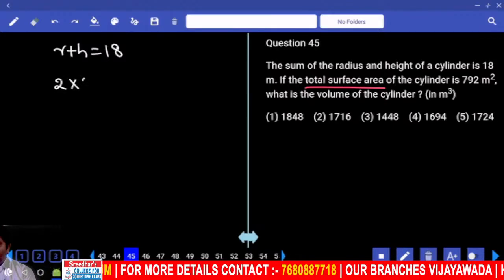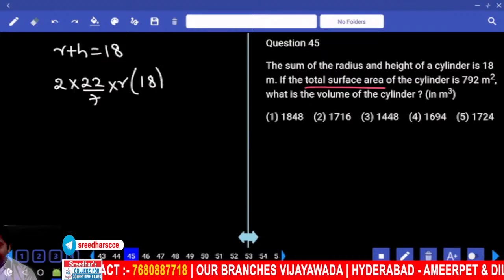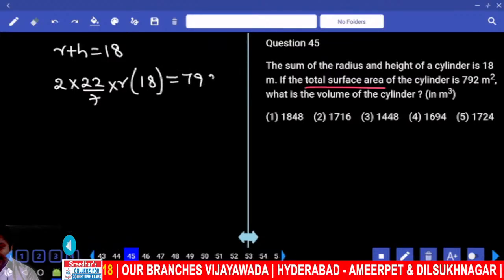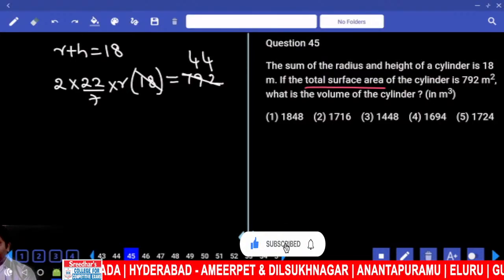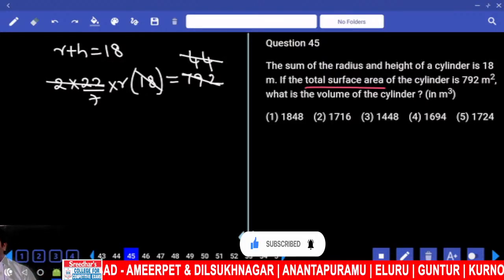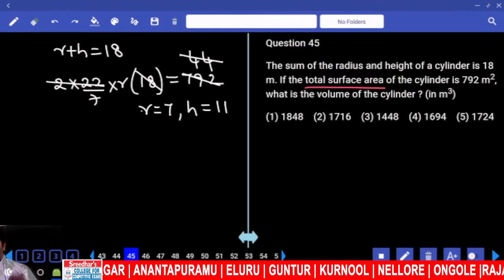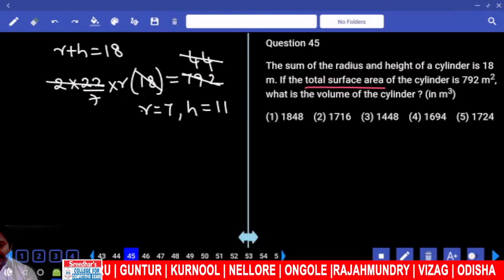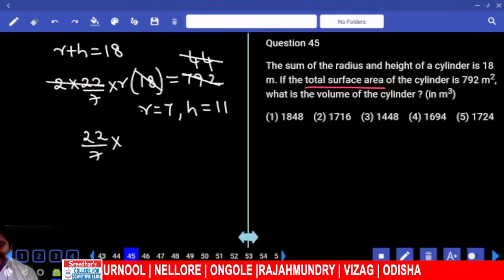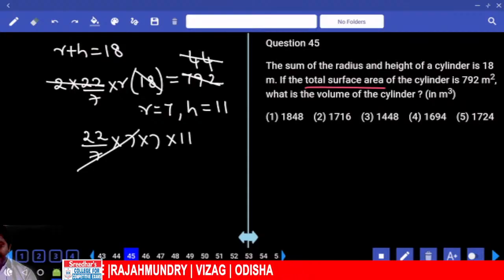Total surface area 2 pi r into (r plus height) is equal to 792. 18 4 times 72, again 72 4 times. 2 into 22, 44 cancel. From this r is equal to 7. That means height is equal to 11. The question is volume. Pi r square h, pi is 22 by 7, 7 into 7 into 11. 7 gets cancelled. 22 into 77.